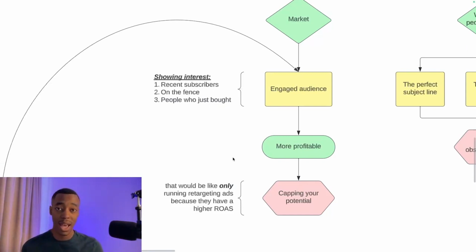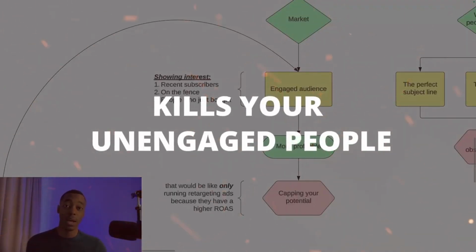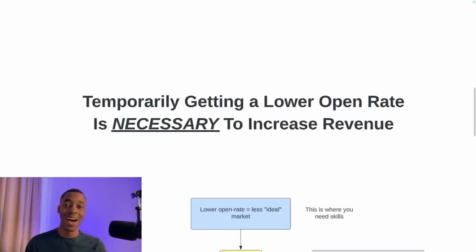Now, yes, they have a higher ROAS, this audience is more profitable, you should send as much as you can to them, but it's capping your potential because there's only a finite amount of people on your list that fit these particular criteria. If you only retarget these people, then you squeeze the lifetime value out of them. Yes, it's good, but the rest of your email list that is less engaged also dies. Your open rate is highly correlated to the quality of the audience.